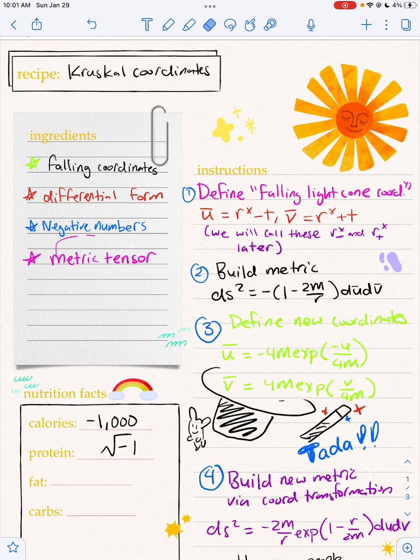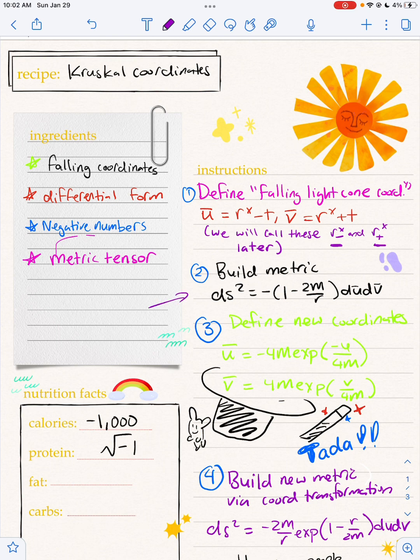So first of all, we want to define the following light-cone coordinates: u bar equals r asterisk minus t, and v bar equals r asterisk plus t. This is analogous to the last video where we defined the Minkowski light-cone coordinates as x minus t and x plus t. And we will call these r asterisk minus and r asterisk plus later on in the video. These are really just the tortoise light-cone coordinates, by the way, but we're going to call them the falling light-cone coordinates for now, since they'll be used to describe a falling observer later on, after we do some things like building the metric first.